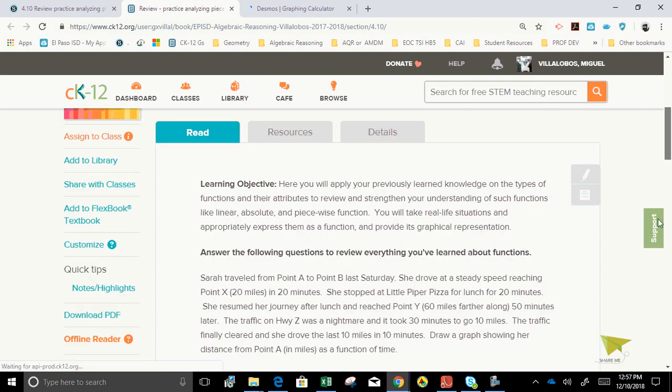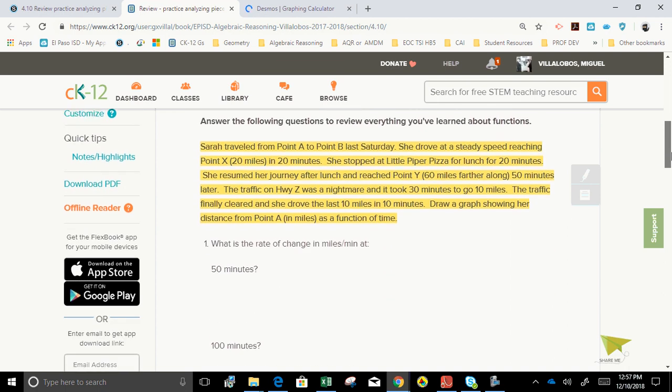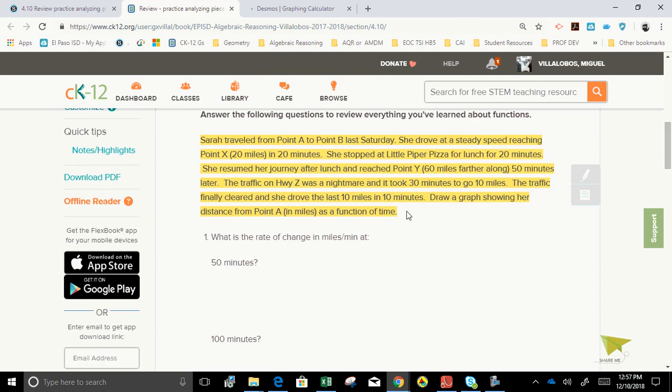Our learning objective is to apply what we previously learned about the types of functions and their attributes, and review our understanding of functions like linear, absolute, and piecewise. We'll take the real-life situation and appropriately express it as a function and provide a graphical representation. That's our job. Here's a story about Sarah's travels.